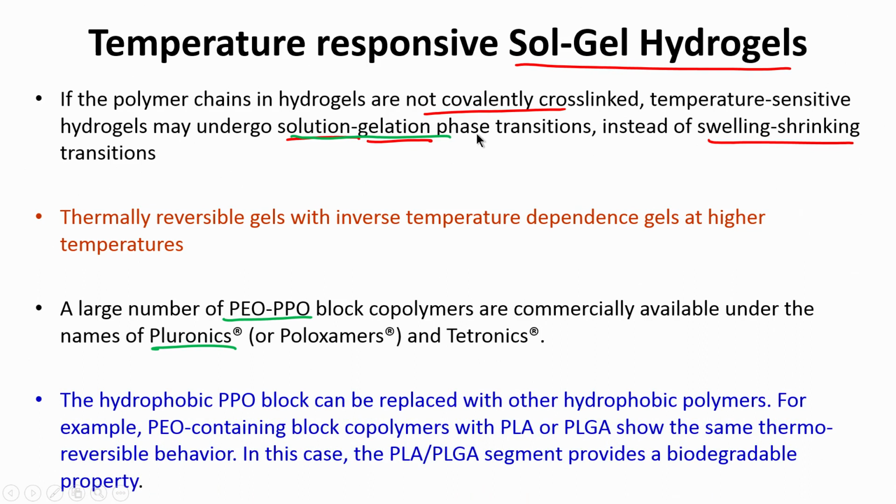The hydrophobic PPO block can be replaced with any other hydrophobic polymer; it does not have to be a PPO. So, for example, you can even replace it with a PLA, PLGA fragment as well, and this will again not only have the sol-gel behavior, it will also give a biodegradable property. So, if you only use PPO, you have a non-degradable, non-erodible hydrogel. In this case it will become an erodible hydrogel if you use PLGA, PLA, because they can then cleave in presence of water.